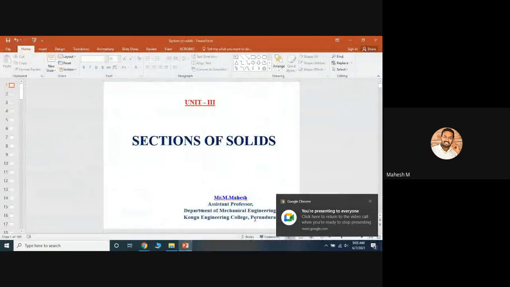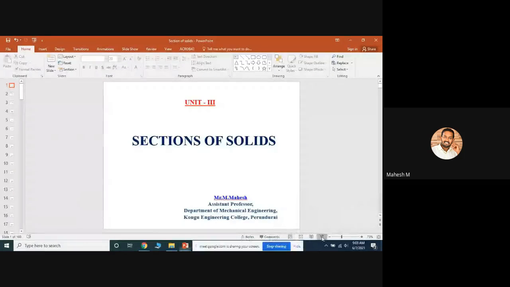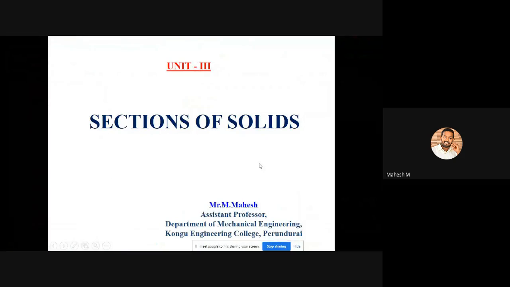So now I am entering the third unit, section of solids. Okay, so the topic of the third unit is section of solids. We are going to discuss the same kinds of solids: cylinder, cone, prism, pyramid. In prism we will have triangular, square, rectangle, pentagon, hexagon. Similar to the pyramid, we will have triangular, square, rectangle, pentagon, hexagon.